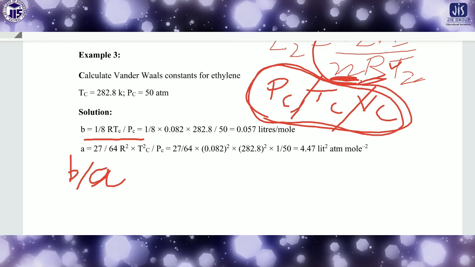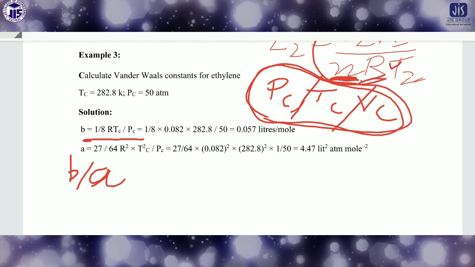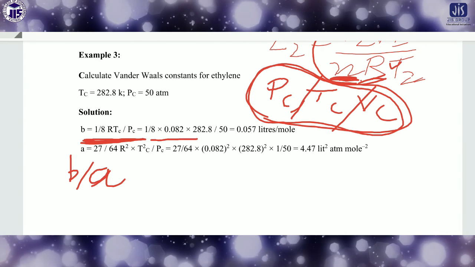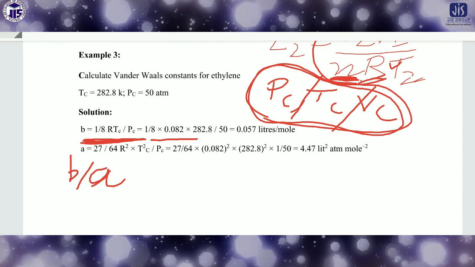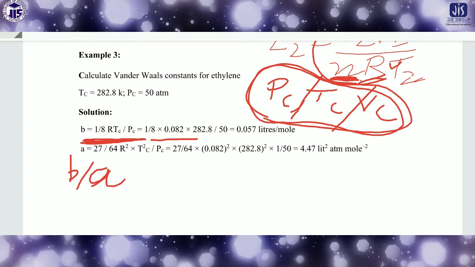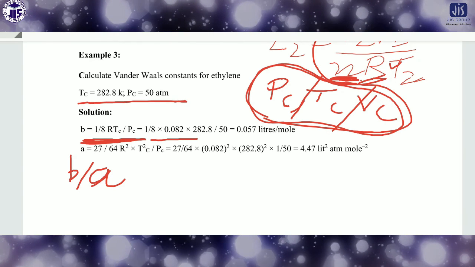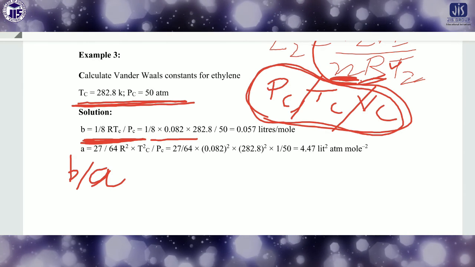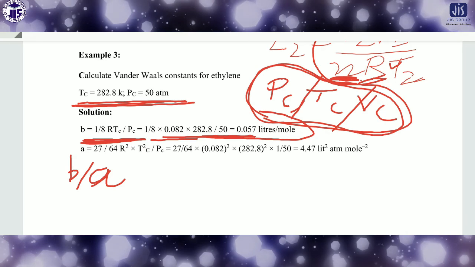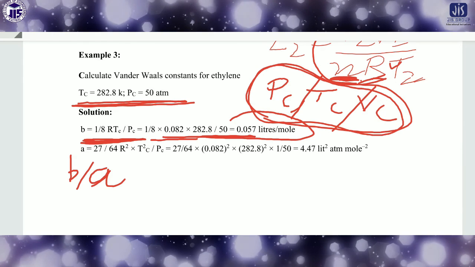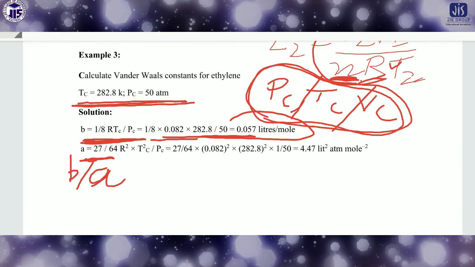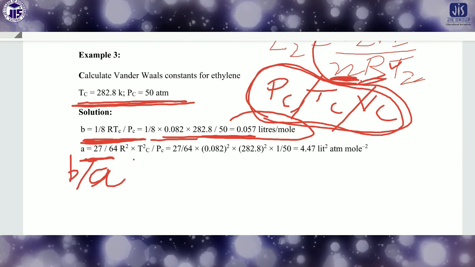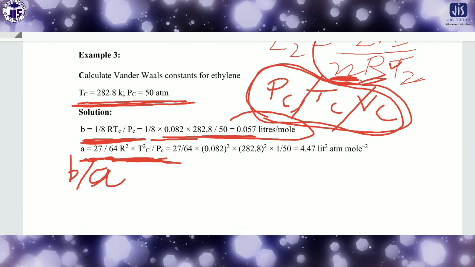So b equals 1 by 8 R TC by PC. Just put in the values: R you know, TC is given as 282.8, and PC is 50 atmosphere. So these are all given, and you just have to find the value of b. In the same way, to find the value of a, a equals 27 by 64 R squared TC squared divided by PC.